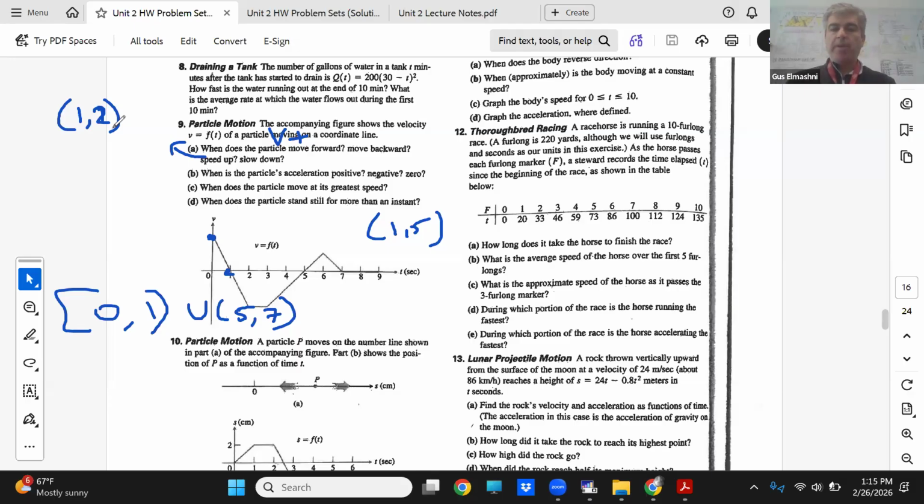And I'm not going to include one because you need velocity and acceleration to both be positive or both be negative, and velocity is zero at one. And you're not differentiable at corners, so I'm not going to include two either.